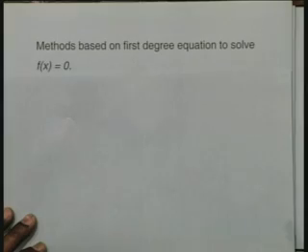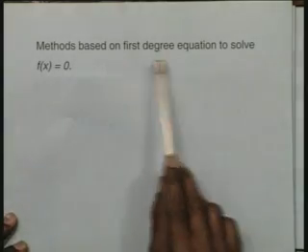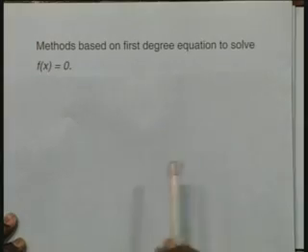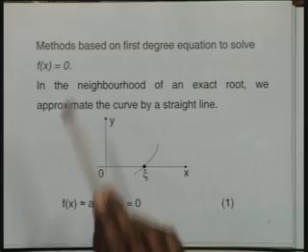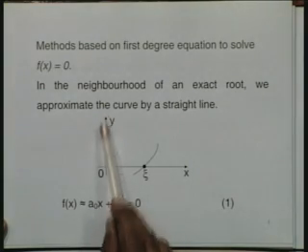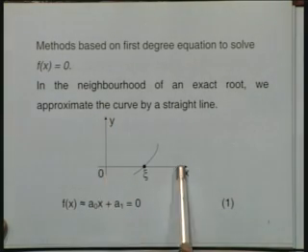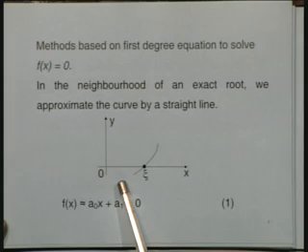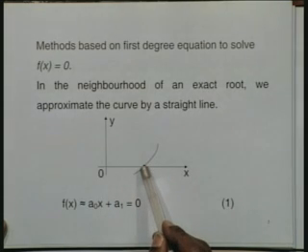Now we would like to move on to how to get methods better than the bisection method. One is the methods based on the first degree equation to solve f of x is equal to 0. Now let me see what is the concept behind this. If you look at the graph of y is equal to f of x, this is our root that is required.